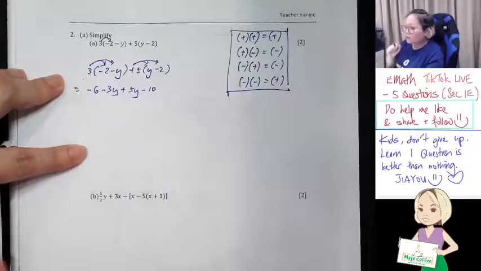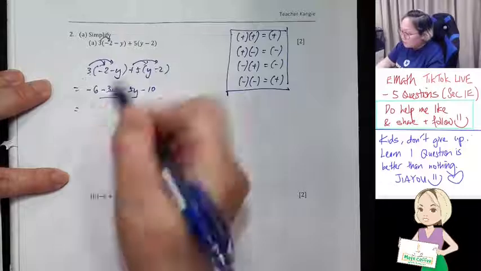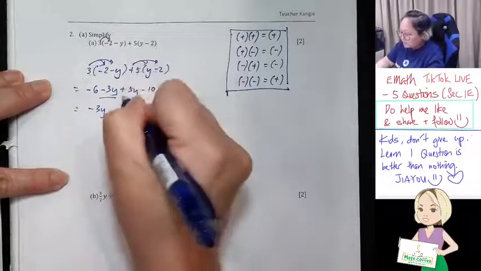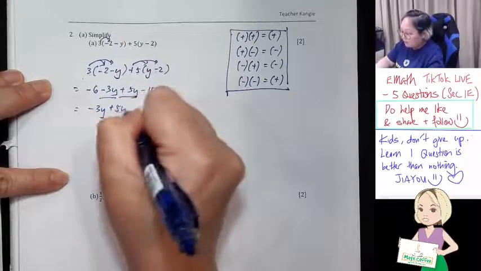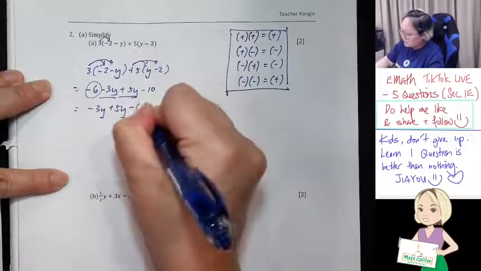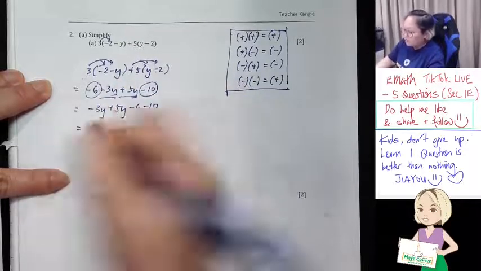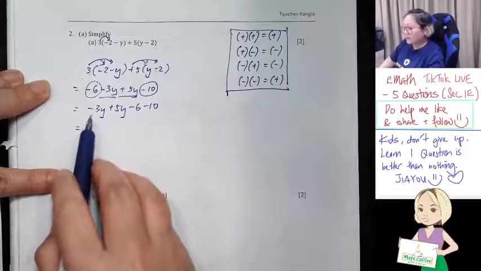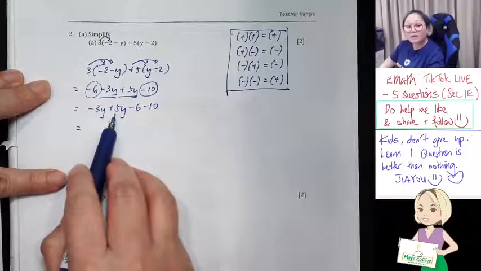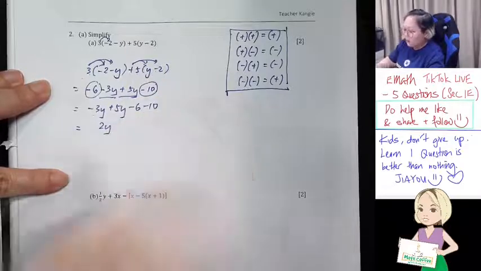Then after that, what you need to do is group the like terms together. So minus 3y has a friend, plus 5y. Put them together. Now negative 6 and negative 10 is together. So then of course you can use a calculator. Negative 3 plus 5, calculator will give you positive 2. So it will be 2y.